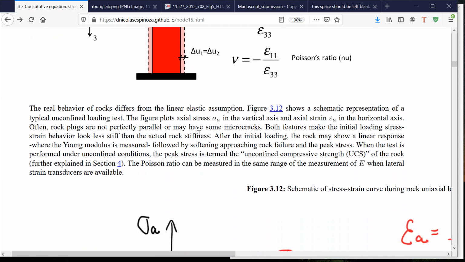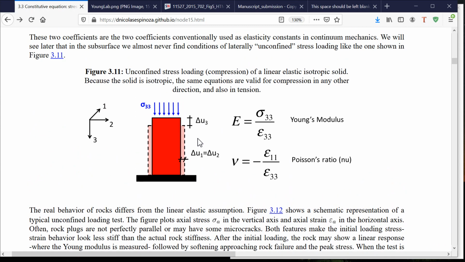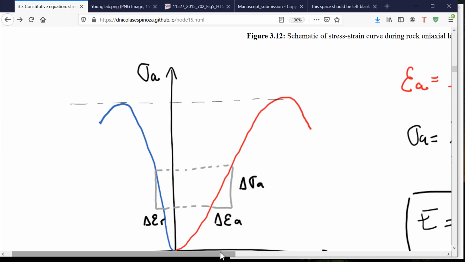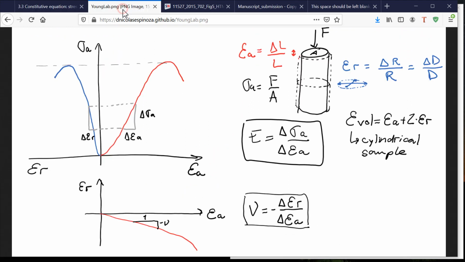All right, so let's see how we measure this Young modulus and Poisson ratio in the laboratory. And here I have one schematic that shows how to do that. Here I have it just in a separate figure. Usually in the laboratory, we take a cylindrical sample, apply to that a stress, and measure the shortening along the direction of the force or stress applied, and the expansion in the direction transversal to the stress applied.